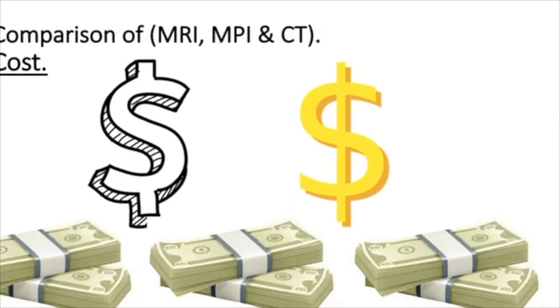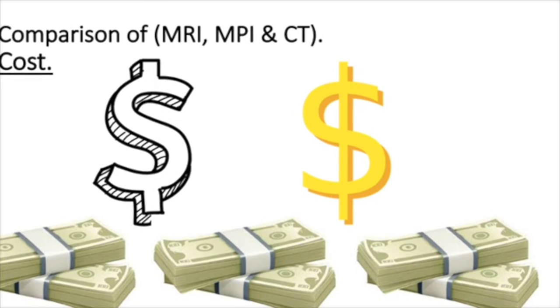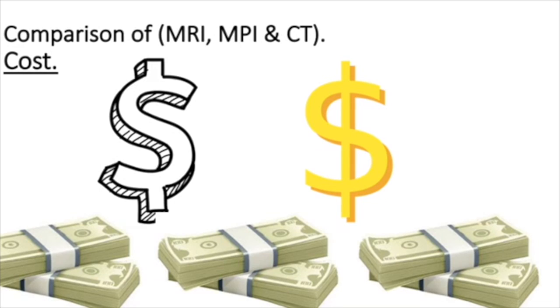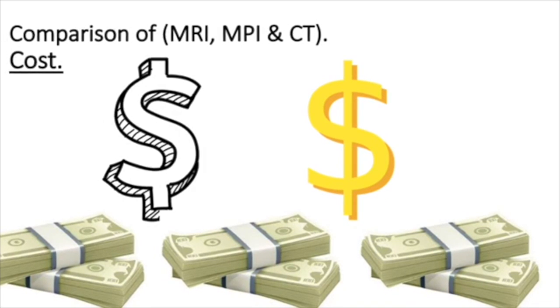The costs of the three modalities vary. MPI is the most expensive, which costs around $3,600. MRI starts from $100 to $500, and CT scan costs around $250.